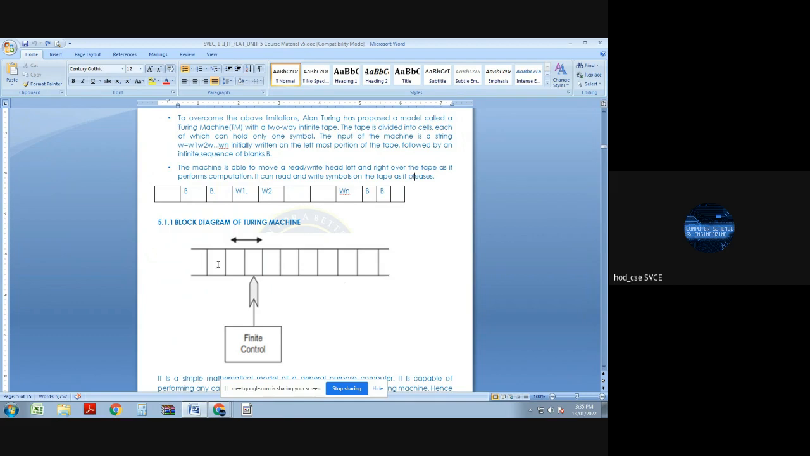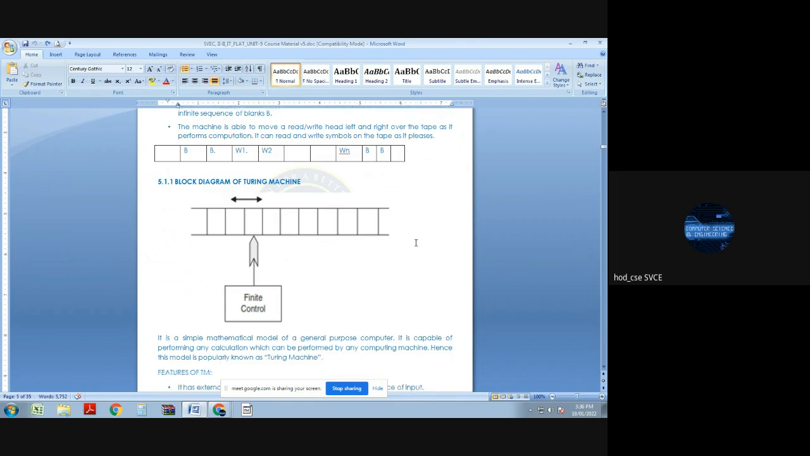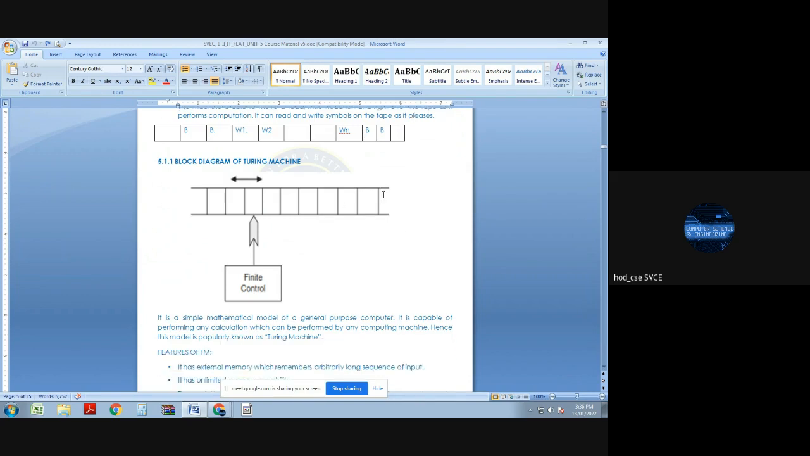The tape is of infinite length on both sides. In finite automata, there is a finite length of tape. Here it is of infinite length, so we can write any number of input symbols. And with the read-write head, we are doing only read operations in push-down automata and in finite automata. But in Turing machines, we can perform write operations also.